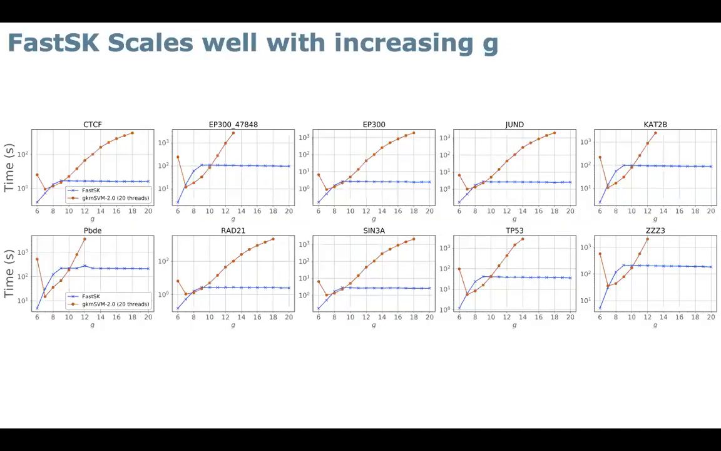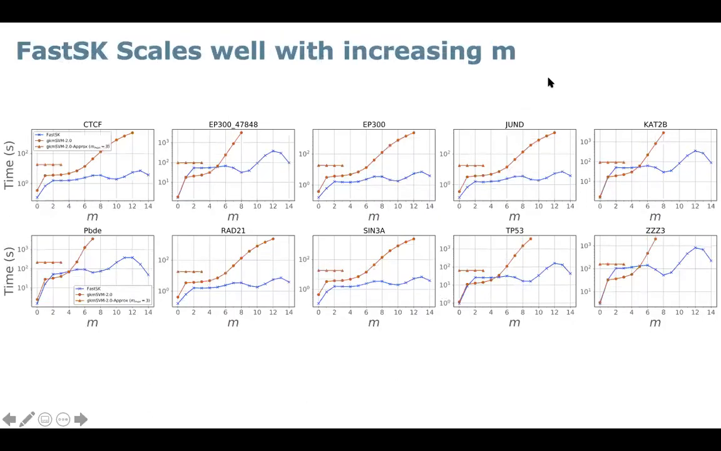Okay, so now let's do a little sensitivity analysis. This is FastSK. We show what happens when you vary the g, that's the g-mer size, for FastSK versus gkm-SVM. FastSK scales very well with g. It's almost constant when you have a larger g. But for gkm-SVM, and note the y-axis is in log range, the computation time grows exponentially with g.